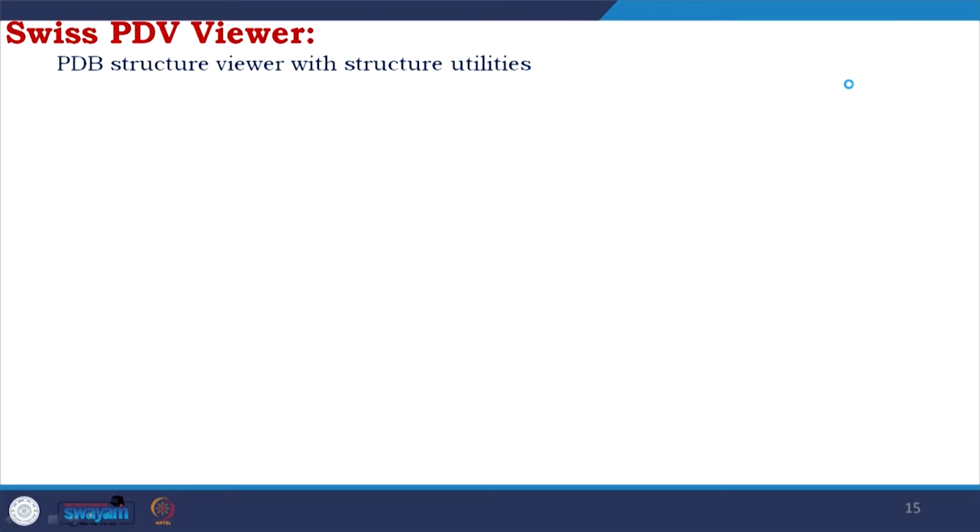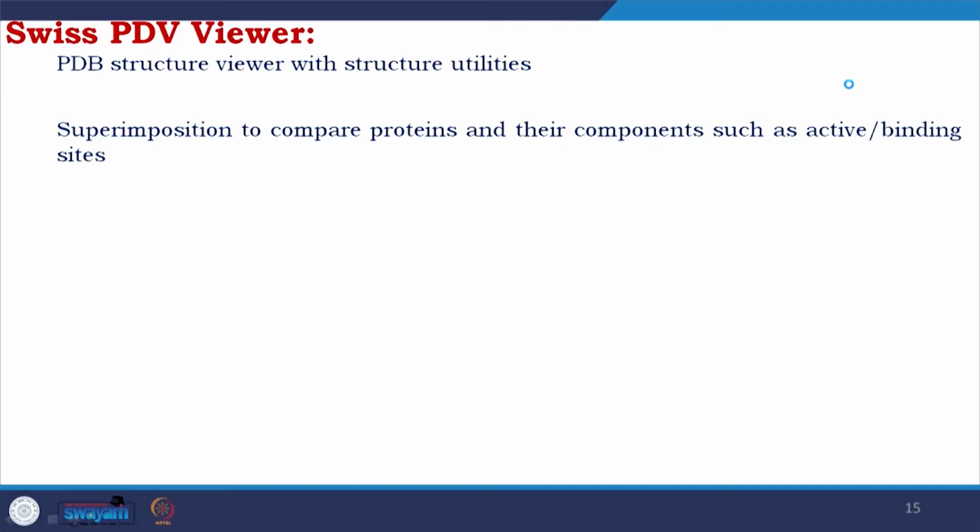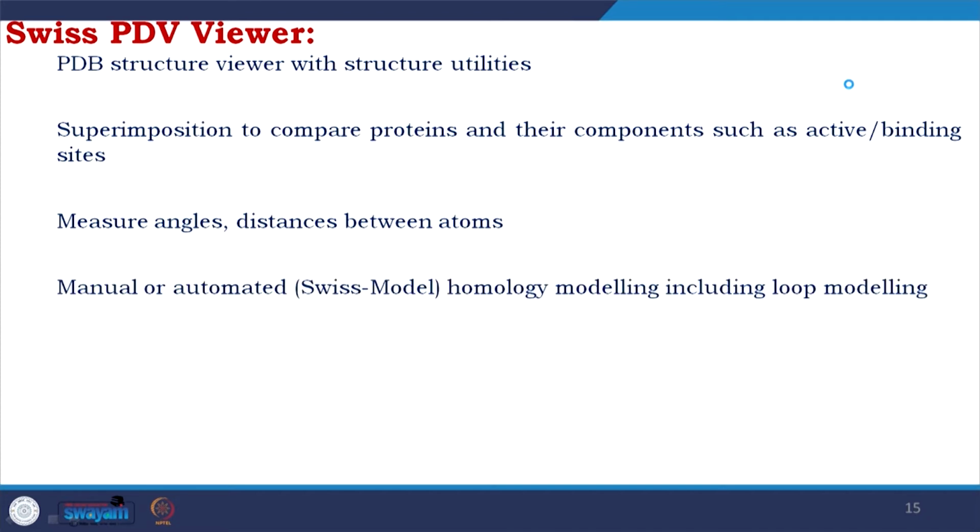Swiss PDB viewer, the PDB structure viewer with structure utilities. Though I told most of them are molecular viewers, Swiss PDB viewer is also having facility of modification. Superposition to compare proteins and their components such as active binding site, these are available. It could measure angle, distance between atoms. Manual or automated homology modeling, including loop modeling as a specialty, threading or fold recognition.